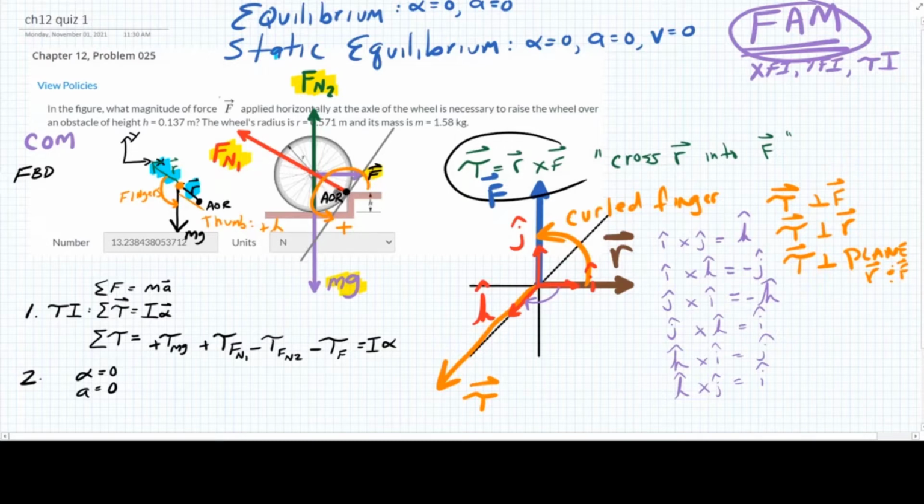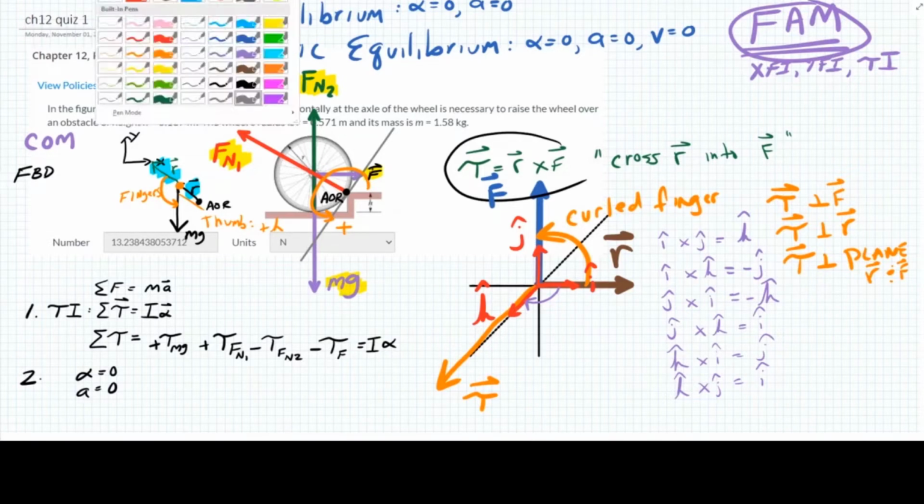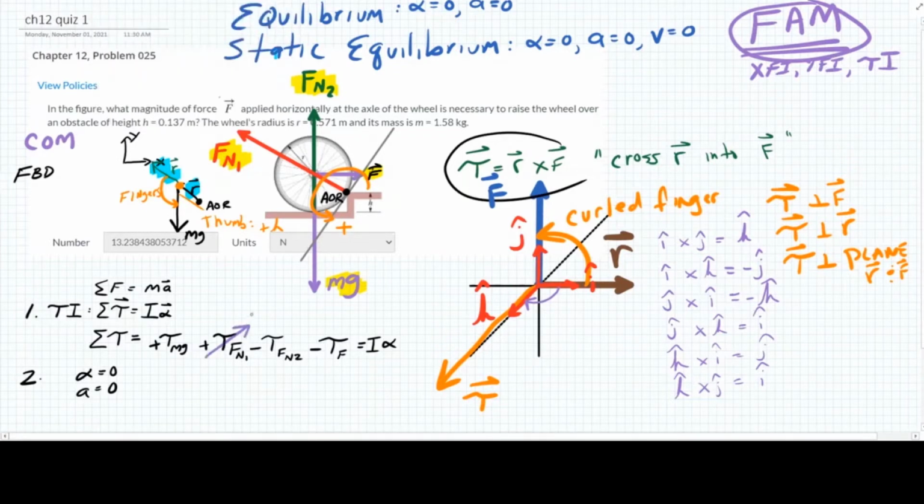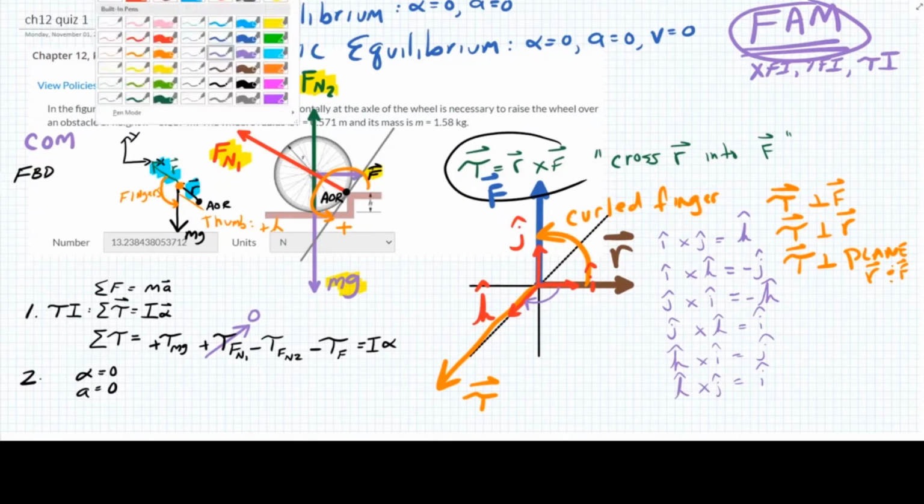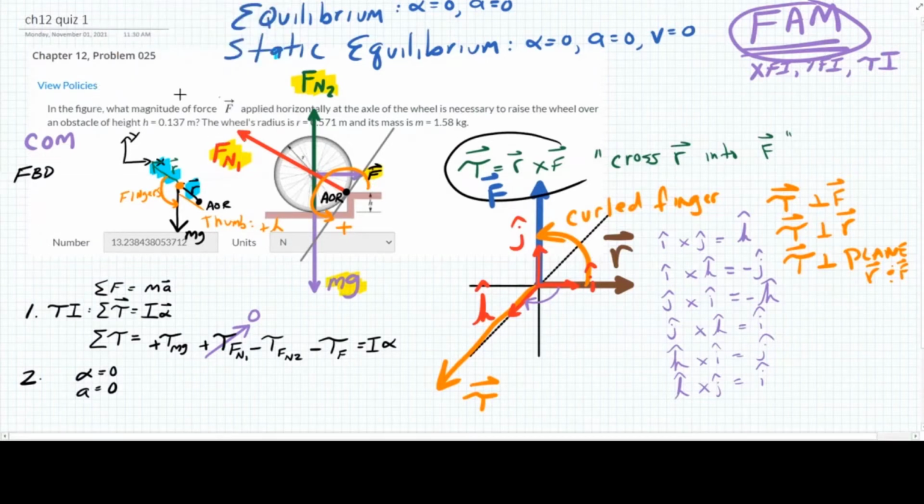FN1, here's FN. Oh, interesting thing about FN1. FN1 equals 0. So let's do some low-hanging fruit. Why? Well, the force FN1 is not 0, but the torque arm is 0. So a little note here. Torque arm, and remember what torque arm is. Torque arm is the offset between the force line of action and the AOR. Here's the force line of action.